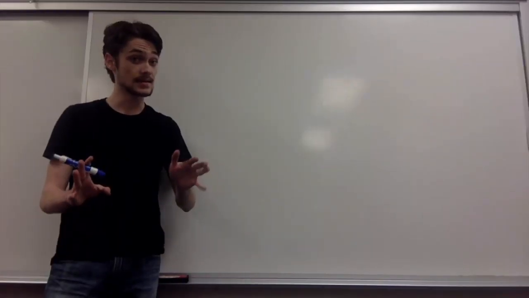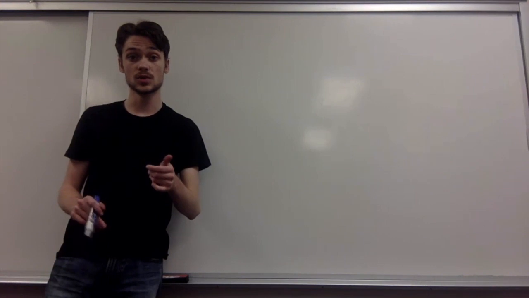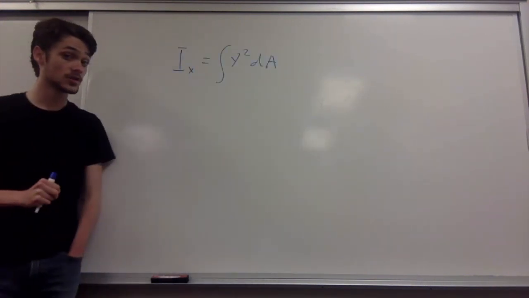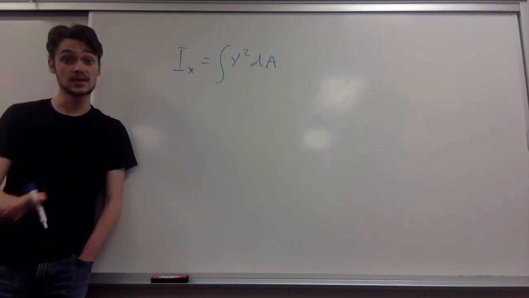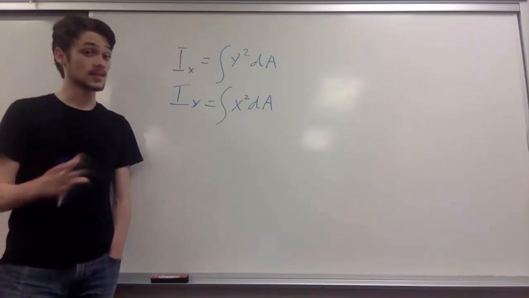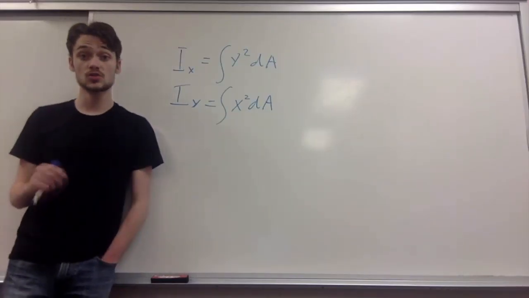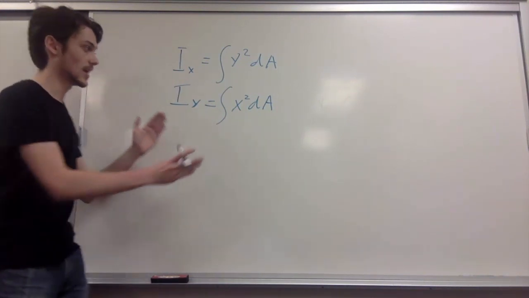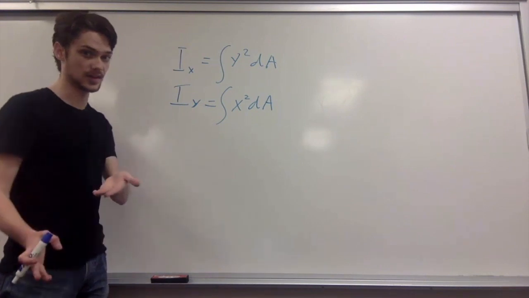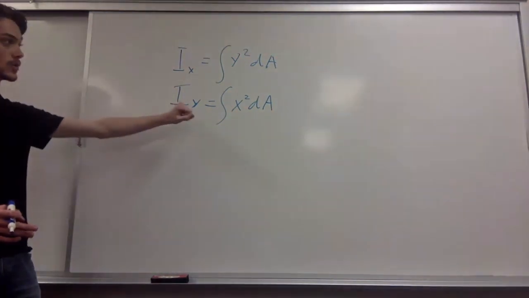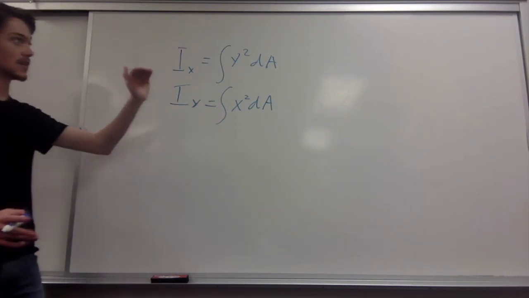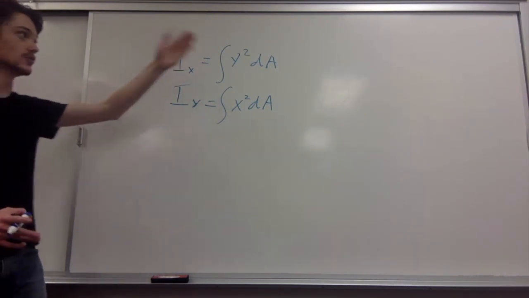That being said, the second moments of inertia with respect to x and y are as follows. The second moment of inertia with respect to x is the integral of y squared dA, and the second moment of inertia with respect to y is the integral of x squared dA. Much like the first moments, we have two variables here that are not the same. Finding the second moment of inertia with respect to the y-axis, you need x, and finding the second moment of inertia with respect to x, you need y.